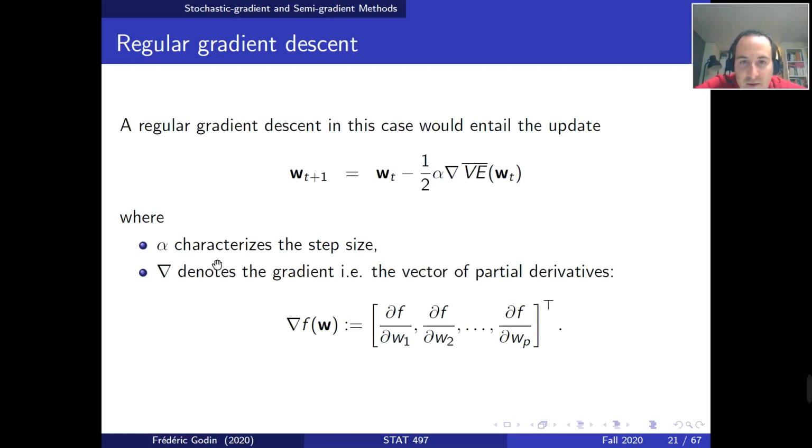So here, alpha characterizes step sizes. It represents how fast the various parameters are modified. And here, the nabla sign, or gradient sign, is the gradient of the objective function with respect to each component in the vector W. The first element of the gradient is differentiated with respect to W1, the second element with respect to W2, until the last element, which is the partial derivative of the objective function with respect to the last W.